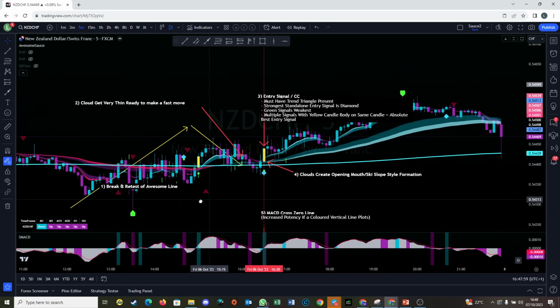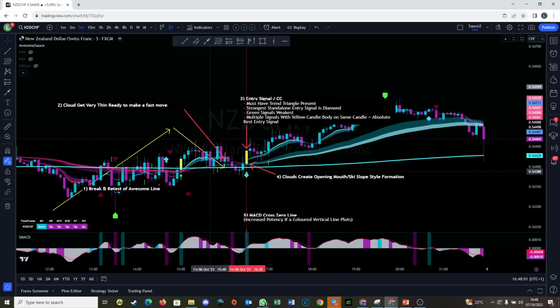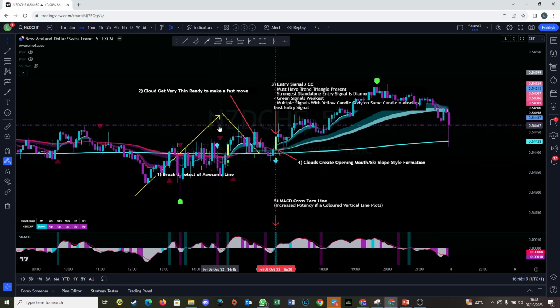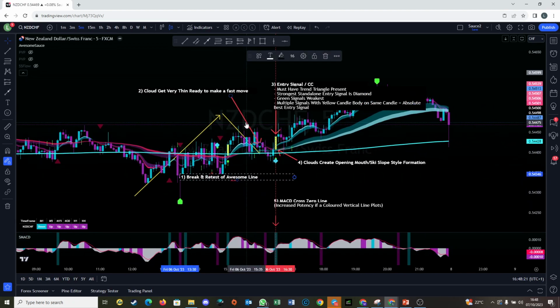Break and retest. Clouds thin. Entry signal with a MACD cross. Clouds open. Then you're looking for your pending order or buy market entry. Again, drop to the 1 min. Wait for a repeat of this entry setup to confirm that the market's ready to go. That will help you not get into trades that may turn around or may come deep into drawdown before being ready.